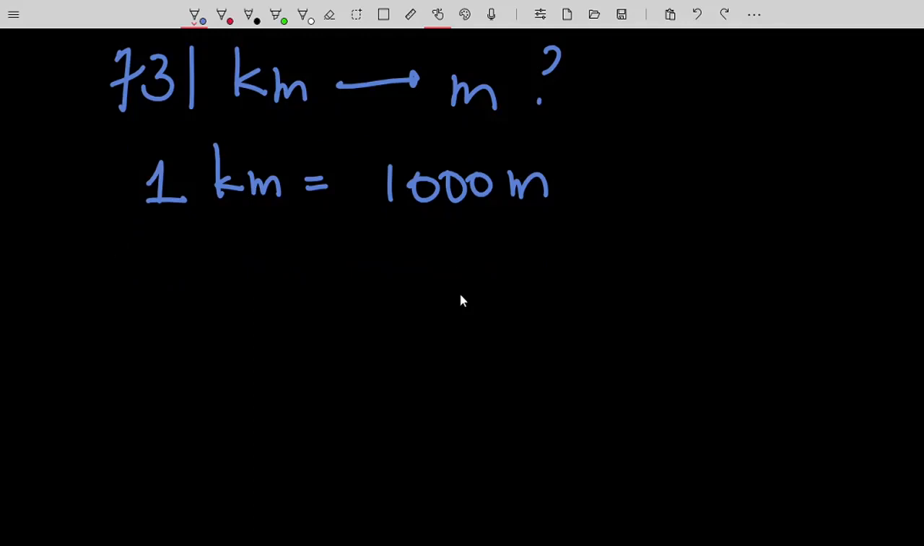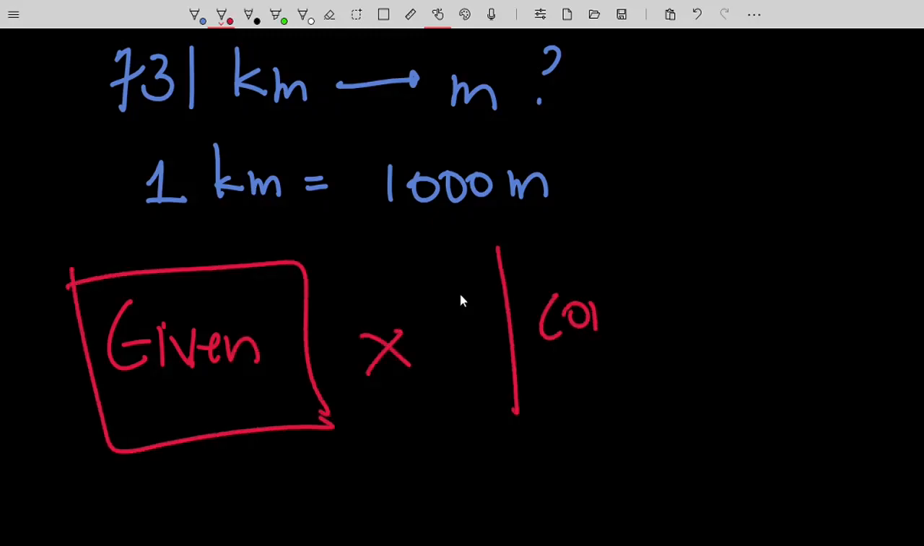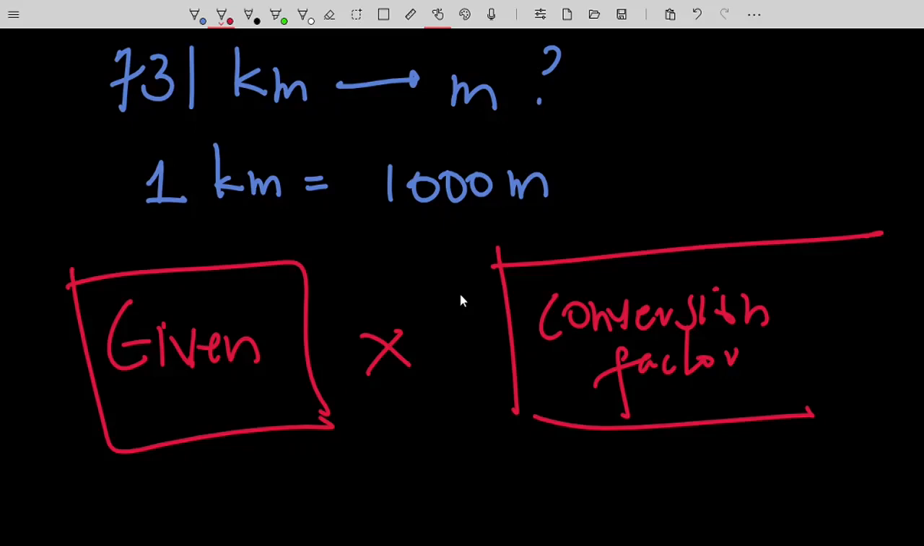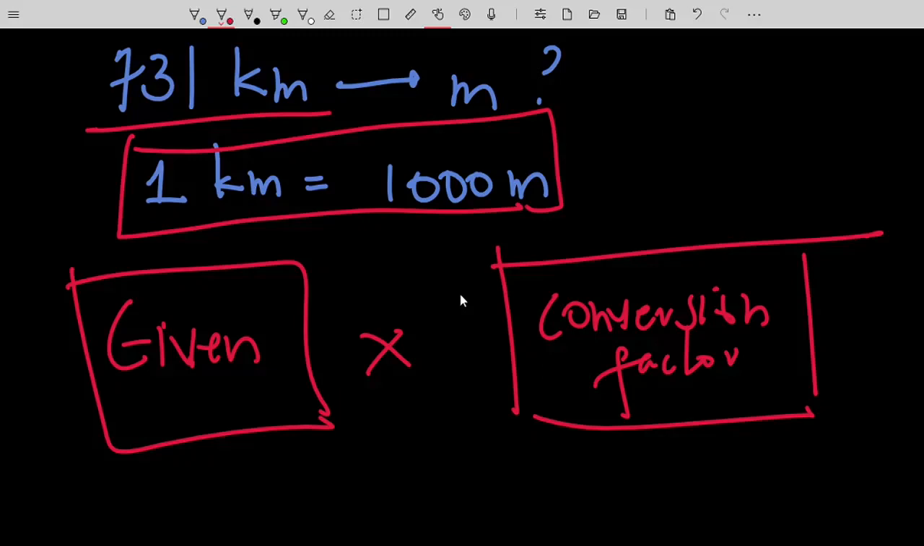Now, I want to share a technique or a tip of mine of how I convert things. Basically, for me, I do have this: given times your conversion factor. Your given is the provided value of the unit to be converted. For our example, the given unit to be converted is your 731. Your conversion factor is the applicable conversion factor for the problem. So for this one, we have the conversion factor of 1 kilometer to 1,000 meters.